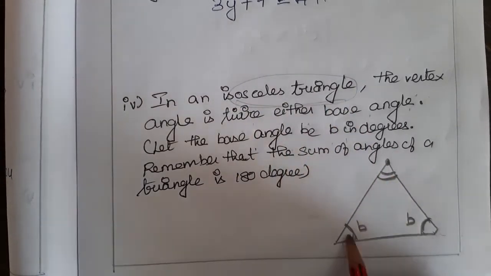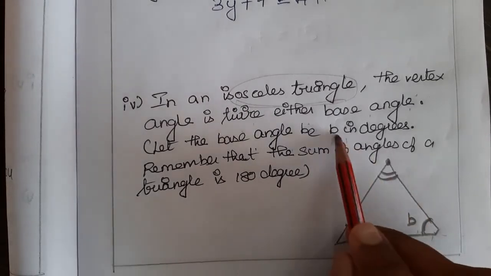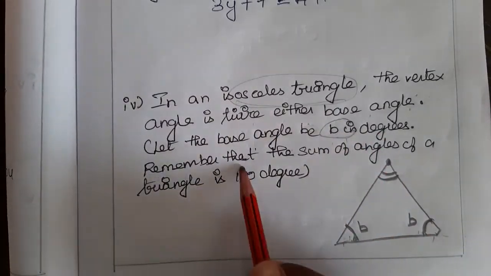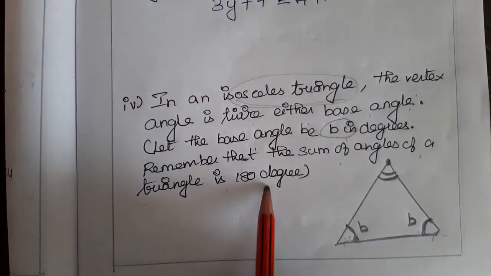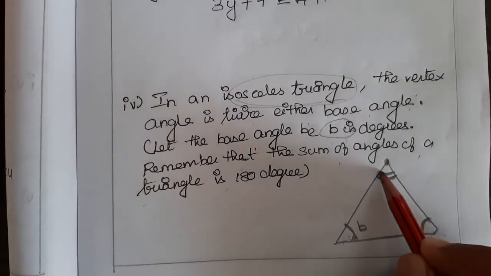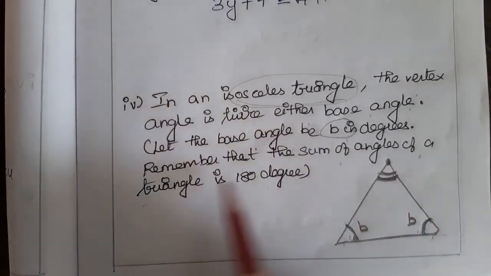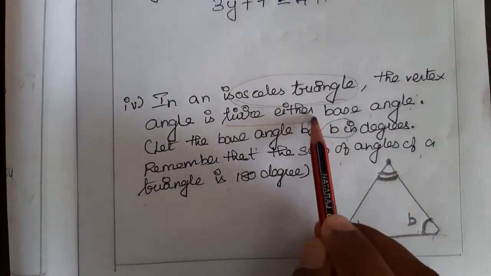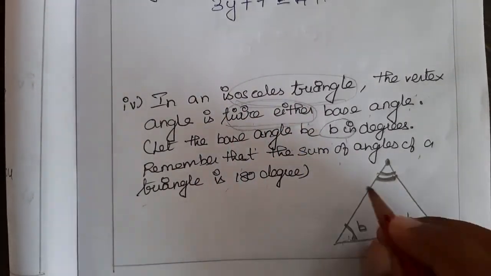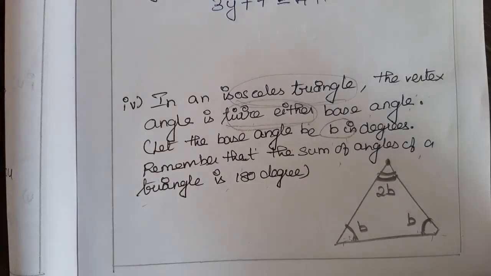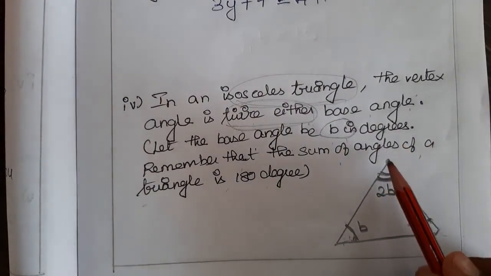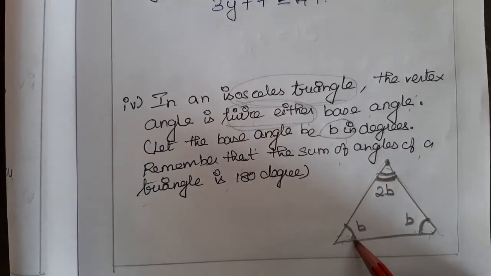So I consider these 2 angles equal and call them B. They said to consider B in degrees. Remember that the sum of angles of a triangle is 180 degrees. Okay, let me first name this angle. This is the vertex angle. The vertex angle is twice the base. Twice means 2 times. 2 times B is 2B. Right? Clear? So it is an isosceles triangle. The two sides are equal as well as two angles are equal.